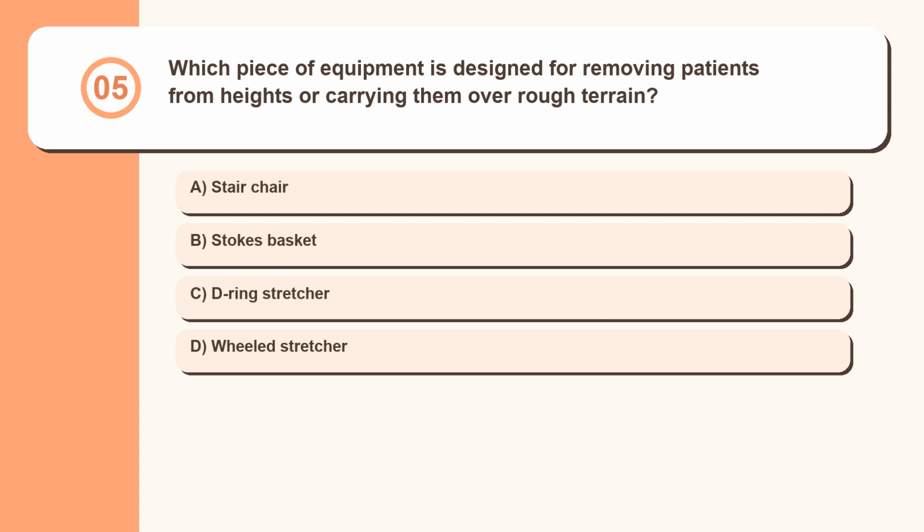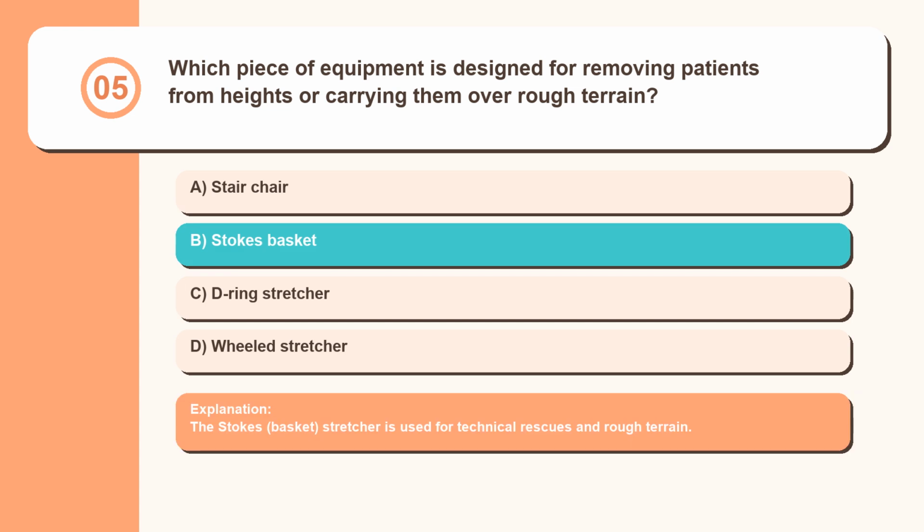Question 5. Which piece of equipment is designed for removing patients from heights or carrying them over rough terrain? Stair chair, Stokes basket, D-ring stretcher, wheeled stretcher. The Stokes basket stretcher is used for technical rescues and rough terrain.